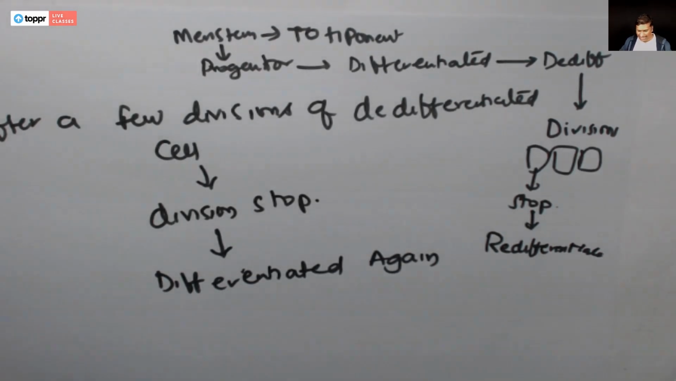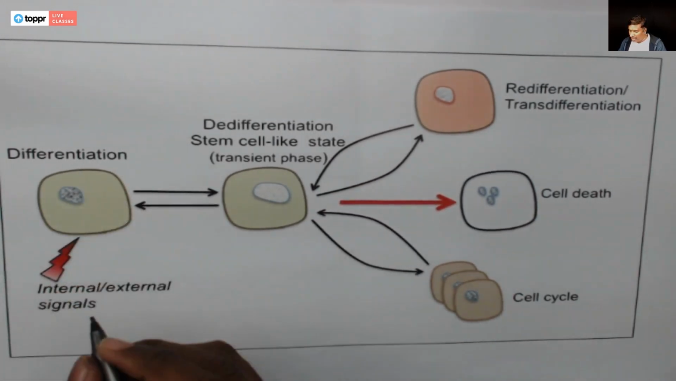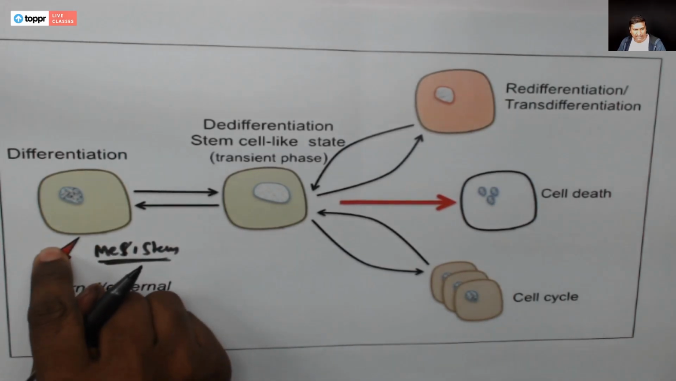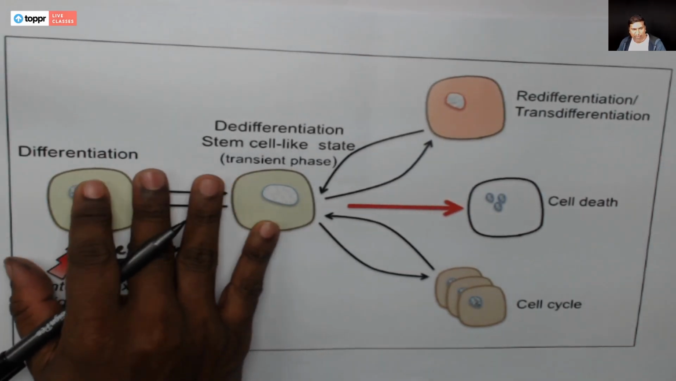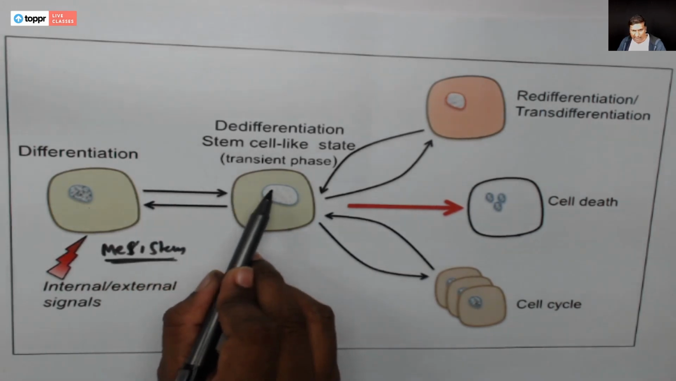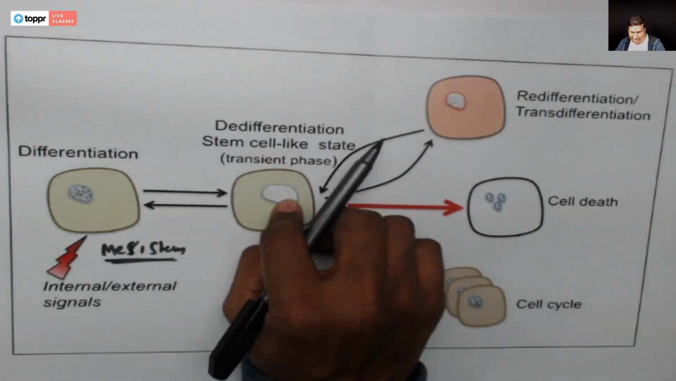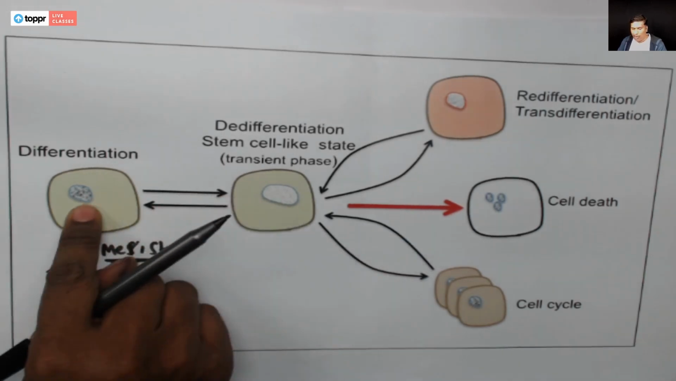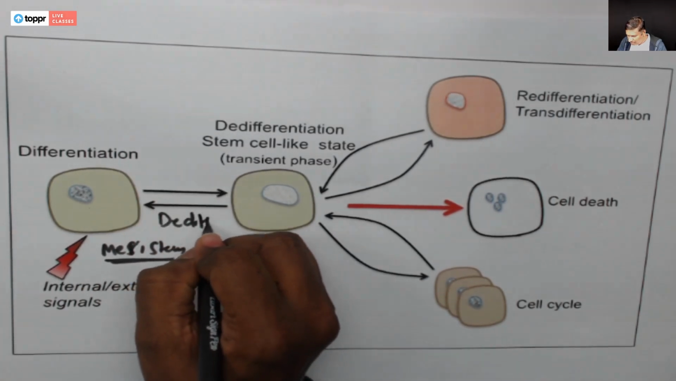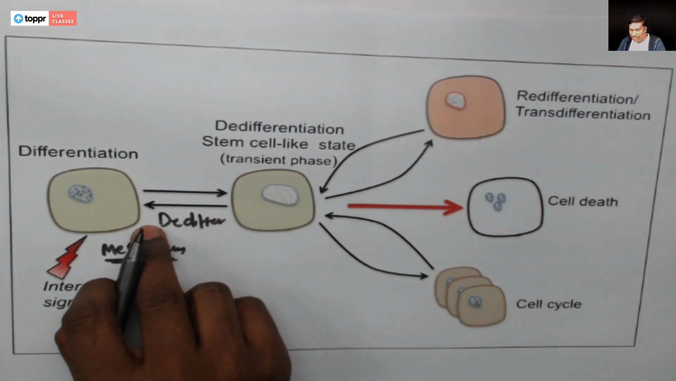Okay, let me just show you the entire thing once. This chart will make it clear. You have a cell, which is equivalent to your meristem. This is a totipotent cell which can divide and form new cells of any kind. This cell moves forward and gets differentiated. Now the differentiated cell, once it gets differentiated, has two options. One is to go back to its original form. If it goes back to its original form, this is called de-differentiation.